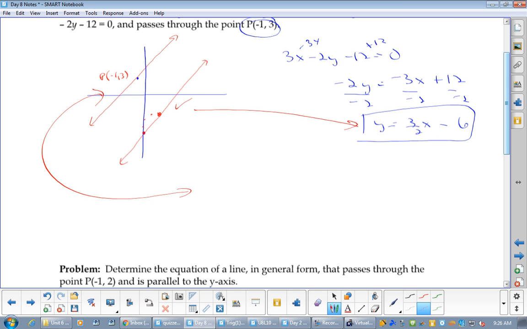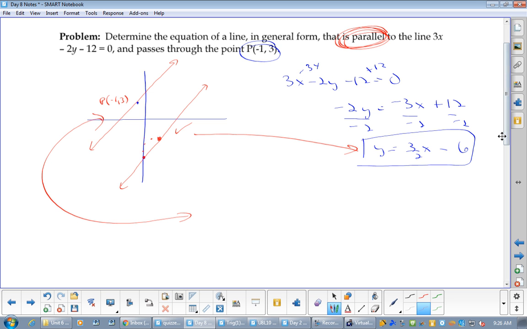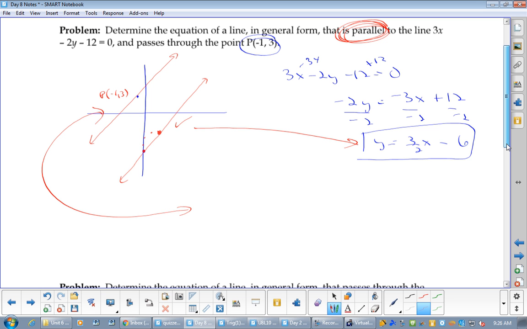Nope. It's parallel, right? And I drew them parallel, I hope. Does that look kind of parallel-y? Yeah, doing my best up here. Yep. What do we call that?